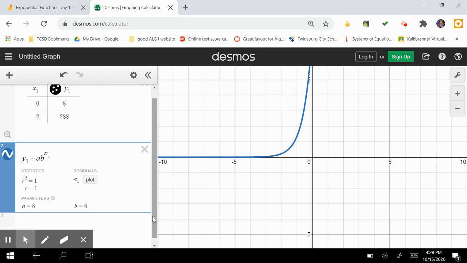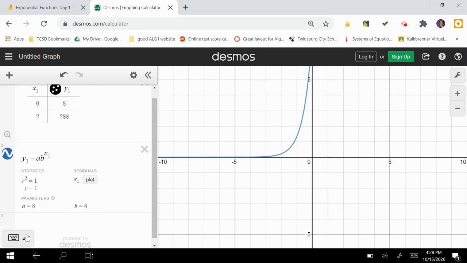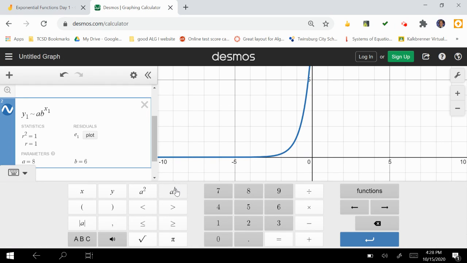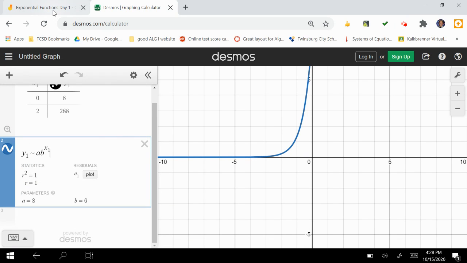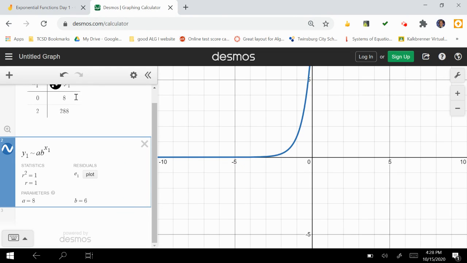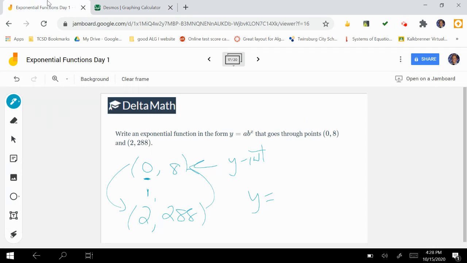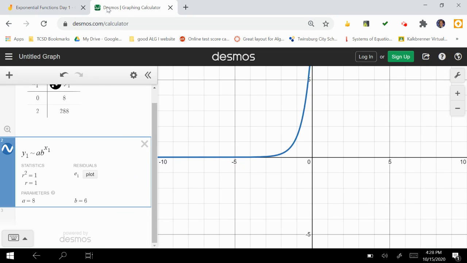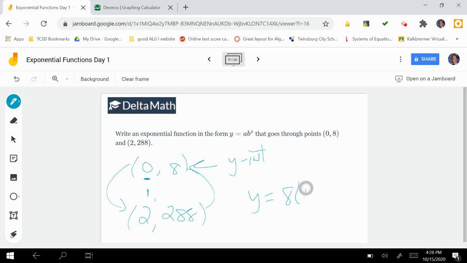And then I went to my keyboard and I hit that A-B button to get to the next level. I typed in X and 1, and it gives me the information that I need. So when I go to write this, Y equals, I look at my formula: A equals 8, so this is AB. My B was 6. And of course, my exponent is X.